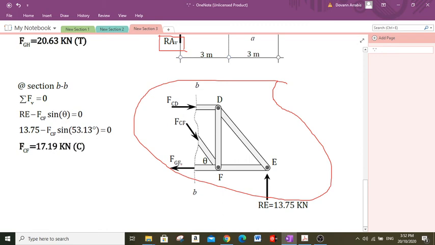FCD and GF are horizontal forces, so the only forces that have a vertical component are FCF and RE. So summation of forces vertical is equal to 0. RE is upward, 13.75 kilonewton, so positive. FCF, or the vertical component of this force, since we have the value of angle theta, is downward, negative. So solving for the magnitude of FCF, we get 17.19 compression. Okay, thank you.